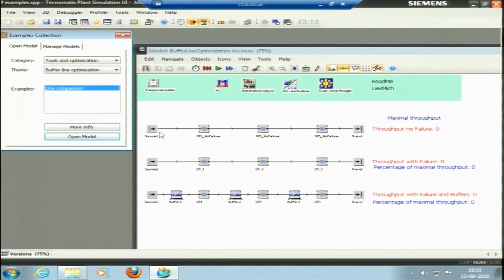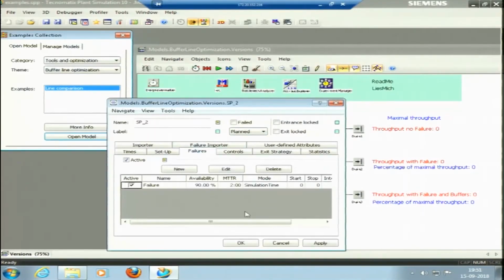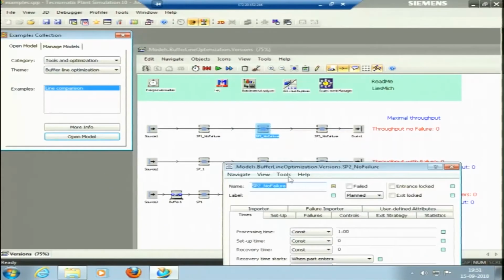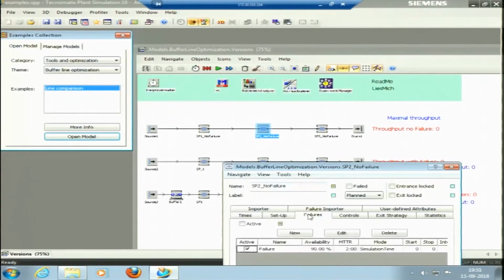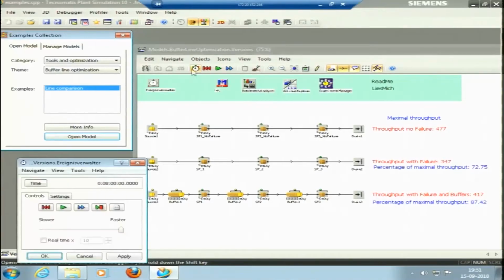This is throughput. We need to see throughput with no failure. Another line is throughput where we have put some failure rates. If I see the failures, it has 90% availability, so 10% failure. In the first case, there is no failure. So let me try to run this model. Yes, this model has run for an 8-hour day.